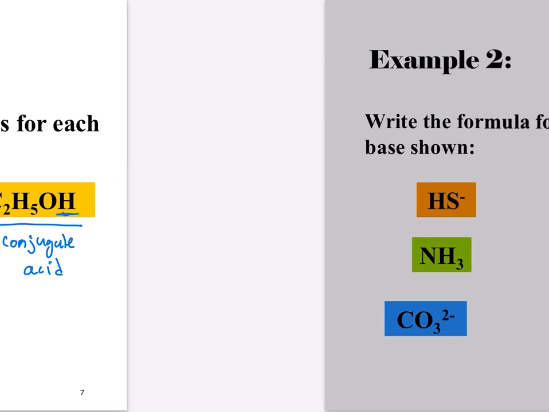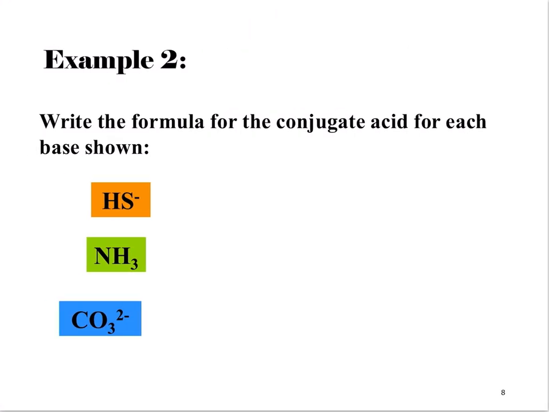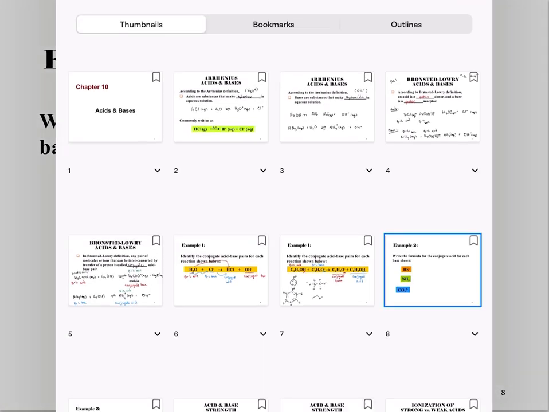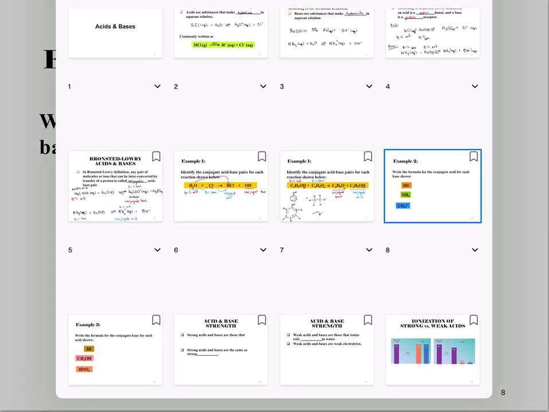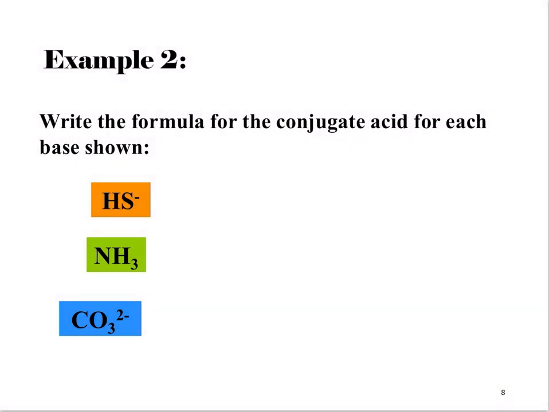Okay. All right, so here we have a different type of example. I have lots of examples here, but we're probably going to save a lot of them for next Tuesday, because I just want to get through the definitions so you can understand a little bit about what's going on in the lab. But it says, write the formula for the conjugate acid for each of the bases shown below, right?